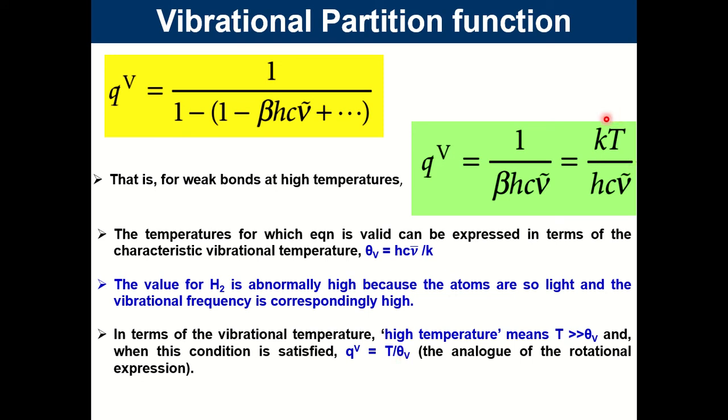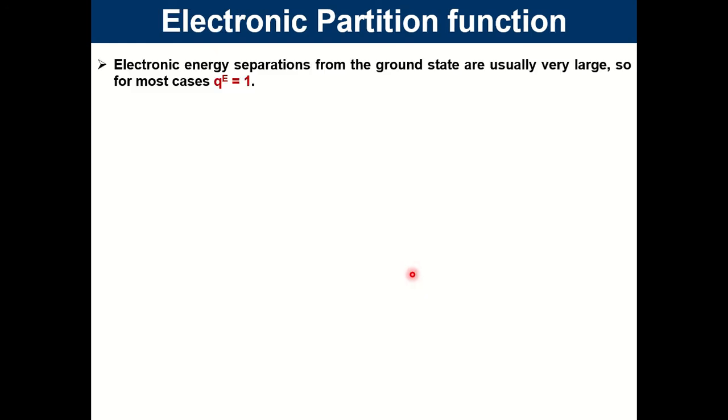And you remember how to get the expression for theta V: hc mu, that is hc into frequency by k. So h is constant, c is constant, k is constant, only mu varies. So hc by k into mu bar, that is frequency into hc by k. This is how you can remember this.